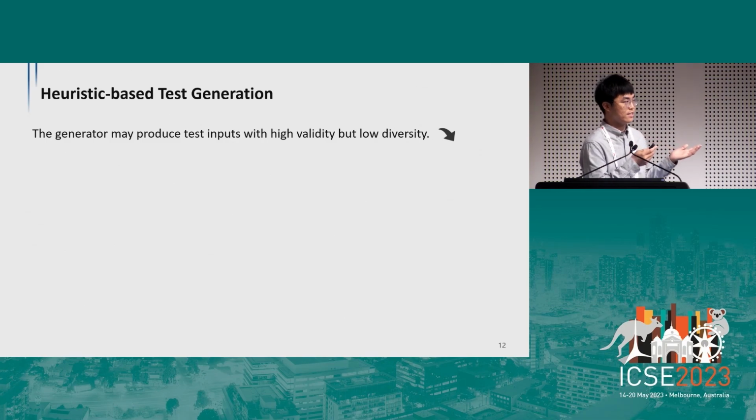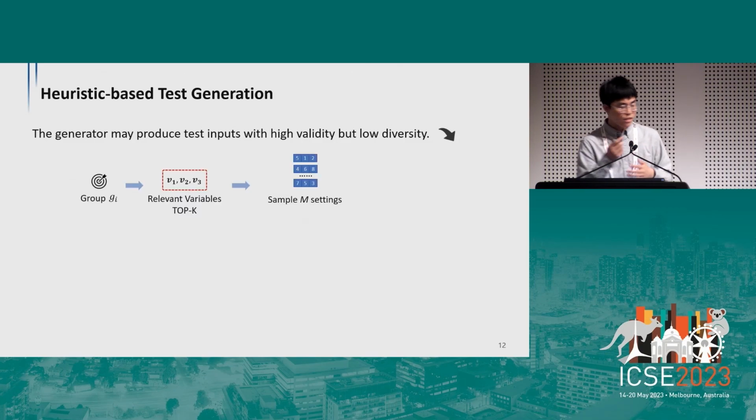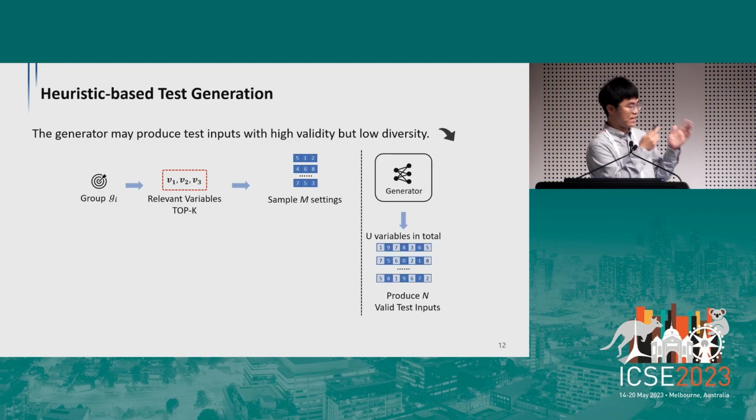So to address it, we design a heuristic-based test generation. For each functionality group, we sample M settings for the relevant variables. But how to set the settings for the rest of the variables? We use the generator to generate valid test inputs as candidates.